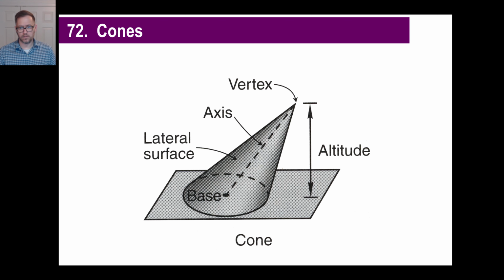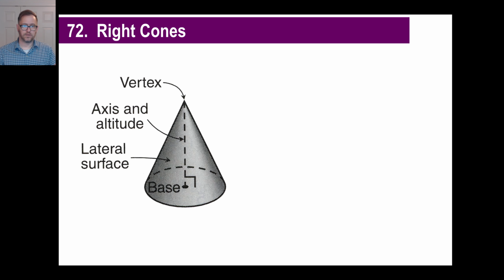A cone, look at the drawing of this cone here, is slightly different. A cone has a base that is a circle, sometimes an oval, but we're just going to deal with circles. So everything's exactly the same, very similar, except the base is a circle. Now there are some different ones, like this right cone. Of course, the base is at a right angle to the axis and the vertex and so on.